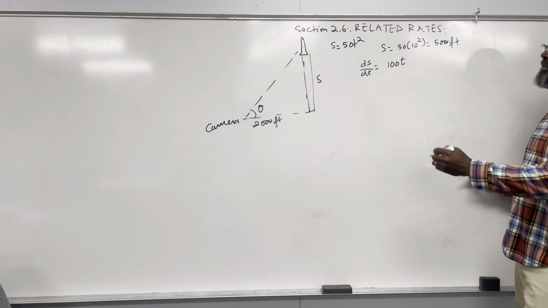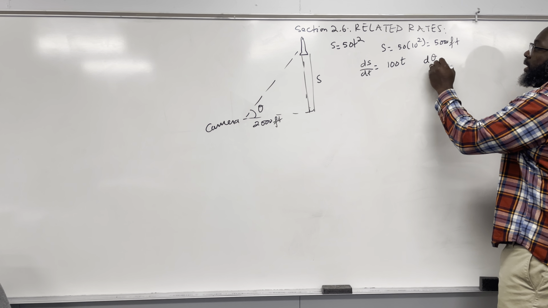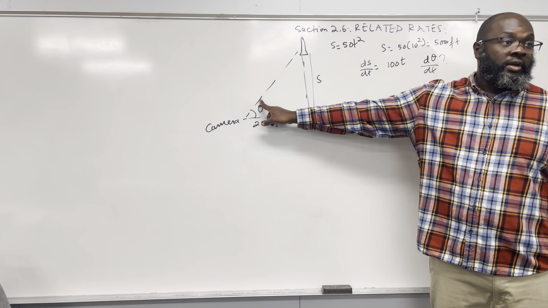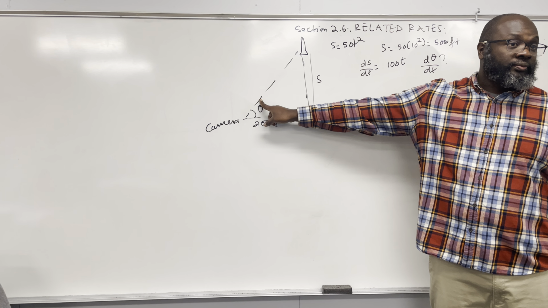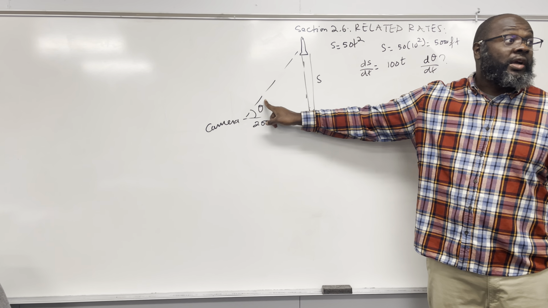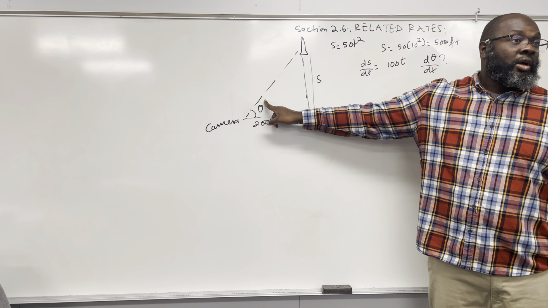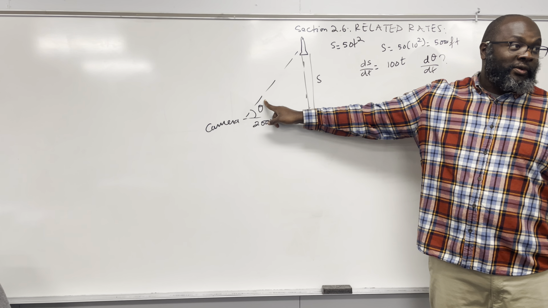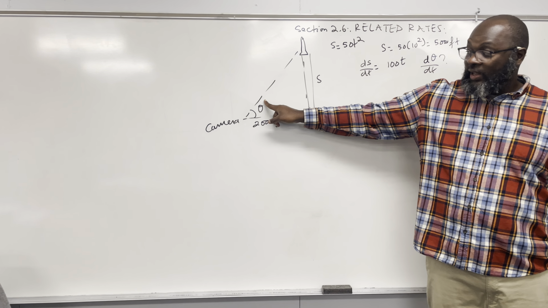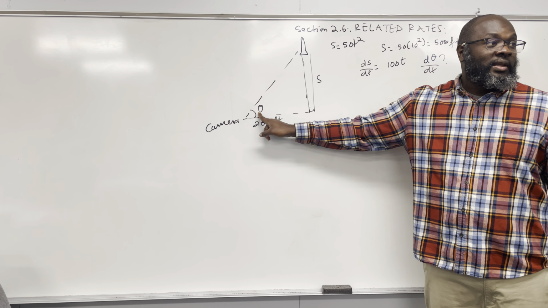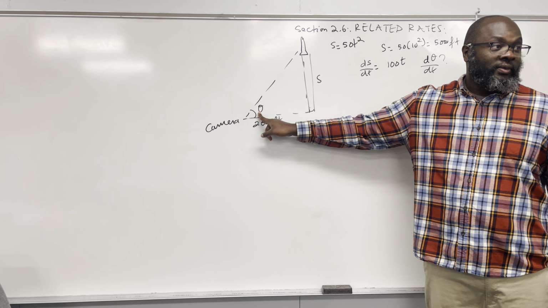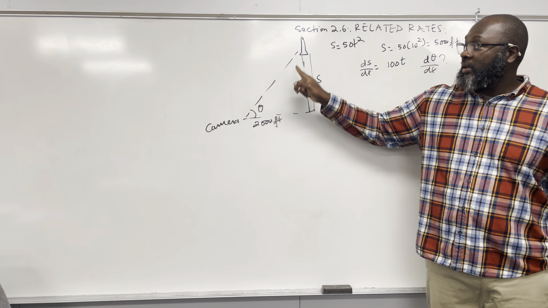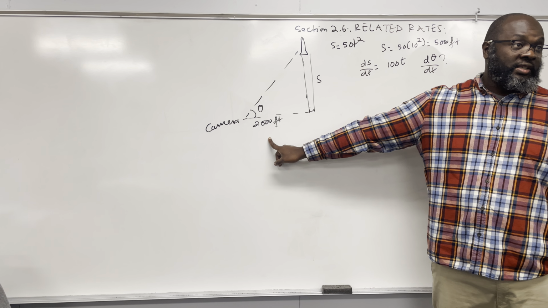And they want us to find d theta over dt, the angle of elevation. This is the angle of elevation. That's what they want us to find. What can we use here? What do we know about a right triangle? Go back to your angles and Pythagorean theorem and stuff like that. We know that tangent is opposite over adjacent. Tangent of this angle will be opposite over adjacent.